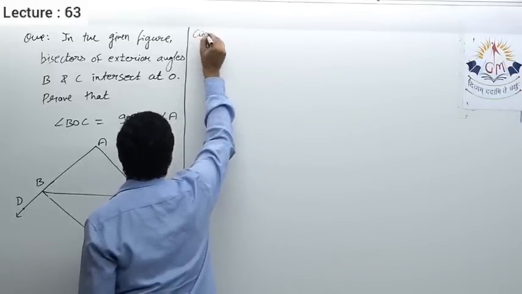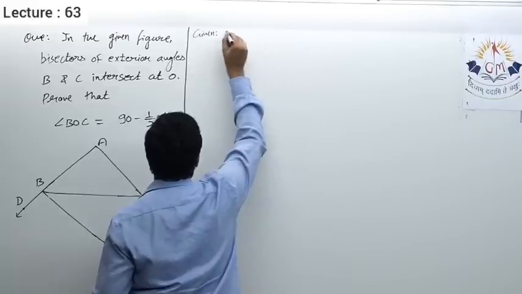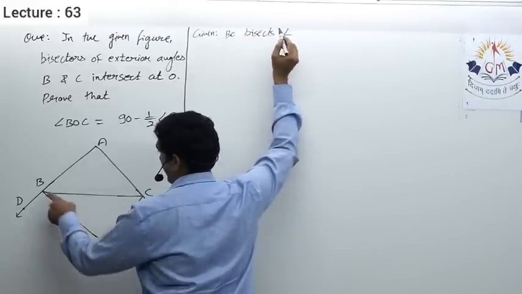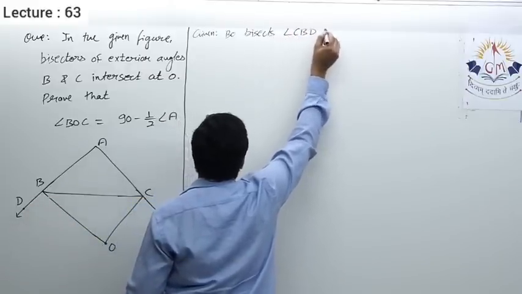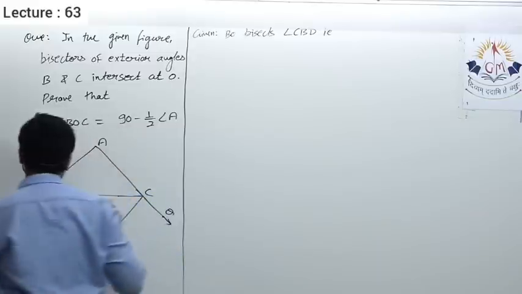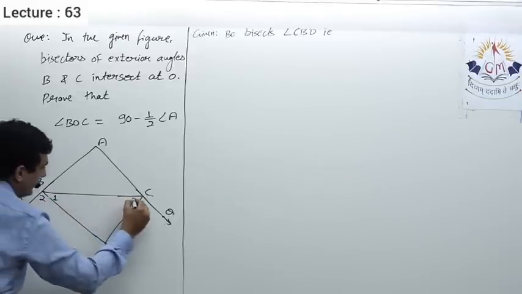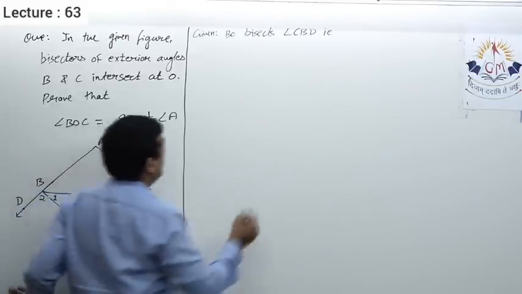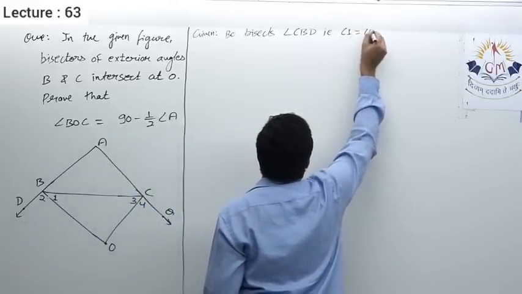So first of all, I'll write whatever is given. So here it is given BO bisects angle CBD. So I can write that this angle 1 is equal to angle 2. Okay, this angle 1 is angle 2, and similarly this angle 3 is equal to angle 4 because CO bisects this. So BO bisects angle CBD, angle 1 is equal to angle 2.